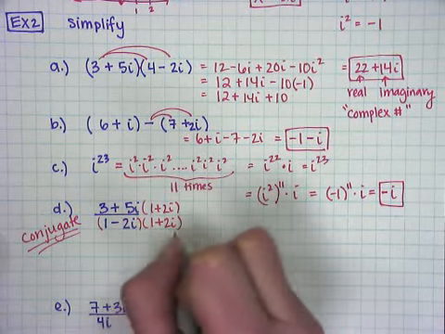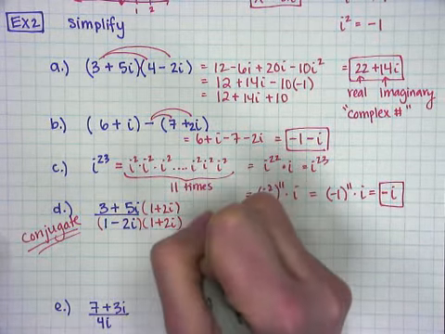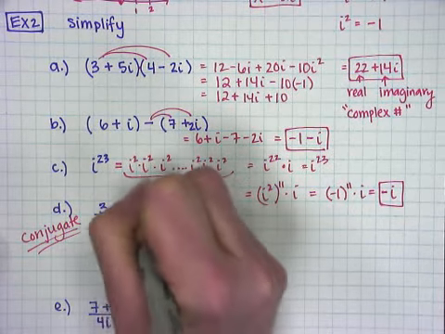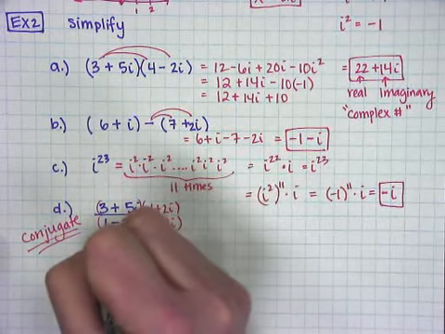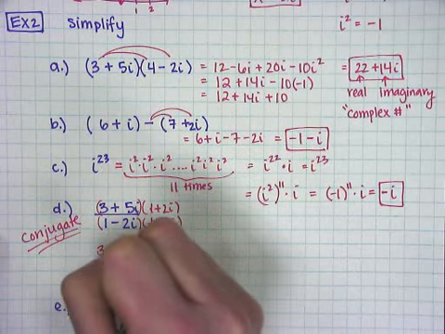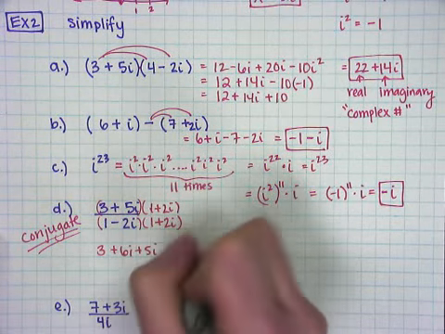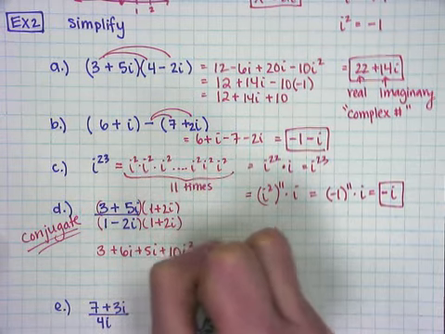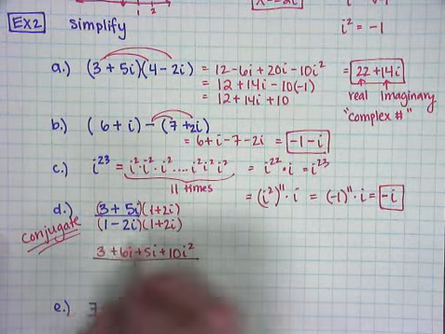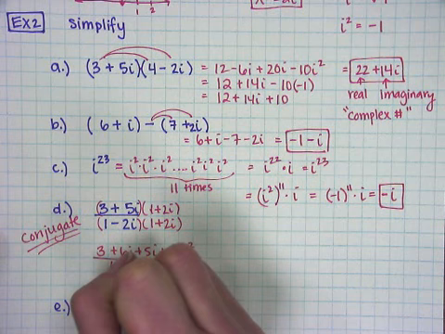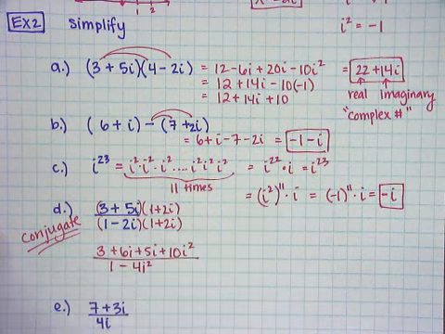So when I FOIL, I'm going to get, let's see, where do I have space? I'm going to come down. 3 times 1 is 3. 3 times 2i is 6i. 5i times 1 is 5i. 5i times 2i is 10i squared. On the bottom I have a difference of squares, so 1 minus 4i squared.